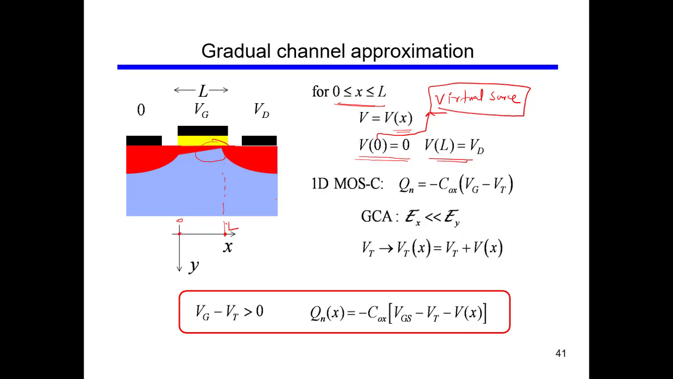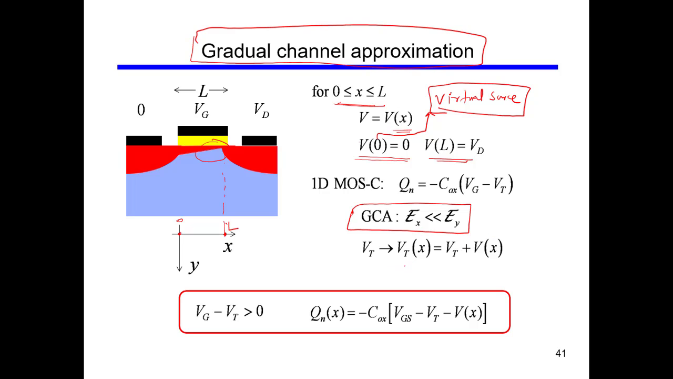So at the virtual source V sub 0 is 0, and V sub L is equal to Vd. We already know that the charge at the virtual source is minus Cox times Vg minus Vt, and we are considering an approximation called the gradual channel approximation. What is the gradual channel approximation? It says that the electric field in the horizontal direction is very small compared to the electric field in the vertical direction. So the vertical field is very strong.